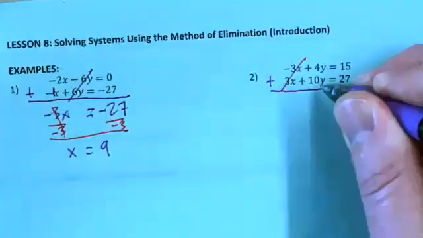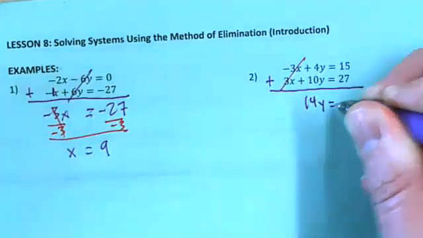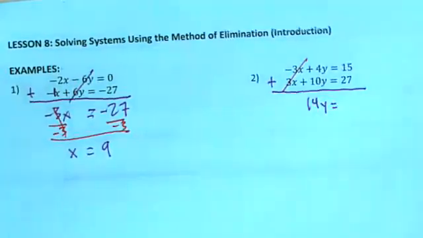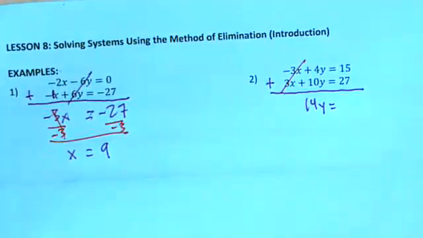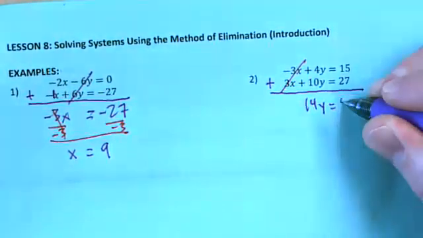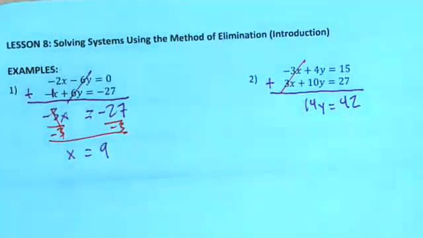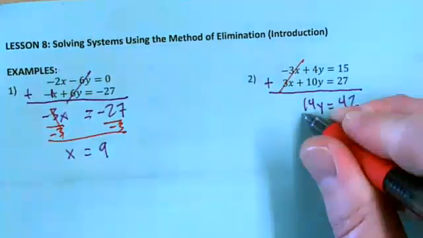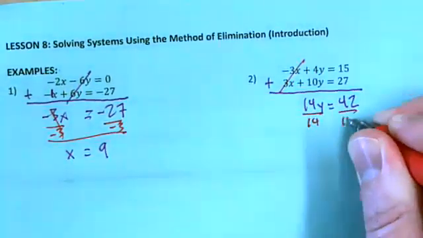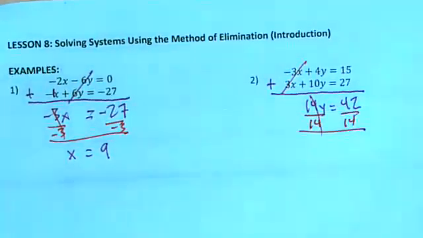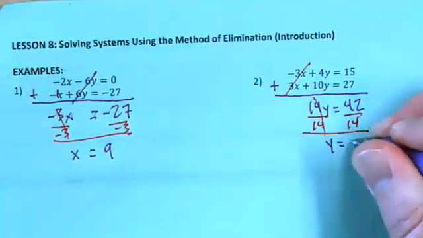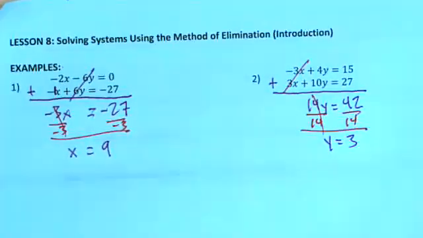These don't. 4 and 10 is 14. Oh, 15 and 27. 10 and 27 is 37 plus the 5 will give us 42. And then we could divide. Yeah. Love it. Let's divide by 14. Those cancel. Y equals, is it 3 you said? Yeah. How awesome is this, right?